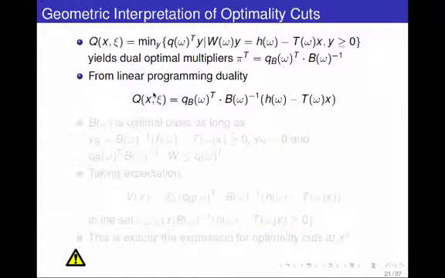So from duality, we know that if we take the dual optimal multipliers of this problem and hit them with the right-hand side, we're going to get the same value as the optimal solution of the problem. So dual optimal multipliers multiplying the right-hand side of the problem is exactly the second stage cost for that scenario. Okay.